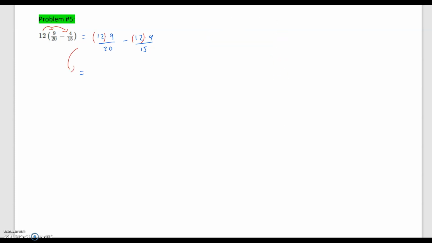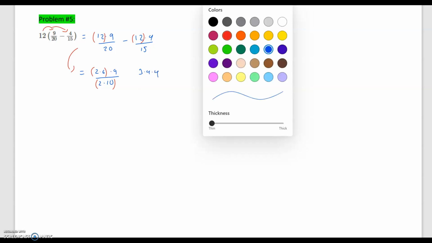And then I'm going to start by rewriting the 12 as 2 times 6, and then technically times 9, and then 2 times 10 for the 20. For our other fraction, let me rewrite it as 3 times 4 for the 12, and then times 4. So let me put the parentheses.